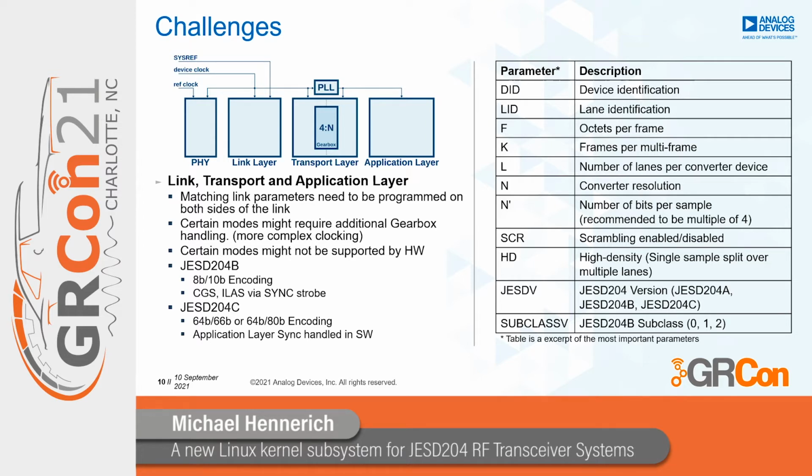Then, like I said, there are different versions of the standard, different encodings. For example, for 204B, we need to handle CGS and ILAS via the sync strobe. The sync strobe doesn't exist on 204C, so you need to implement an application layer sync, which is handled in software. There are different encodings, so we also require different math on the lane rate computation and so forth.